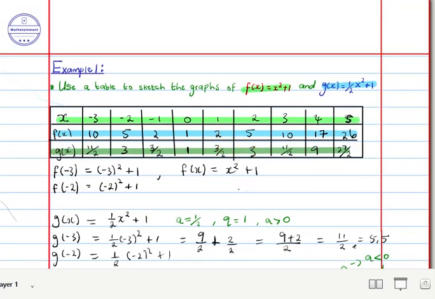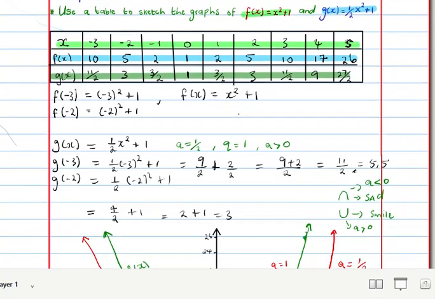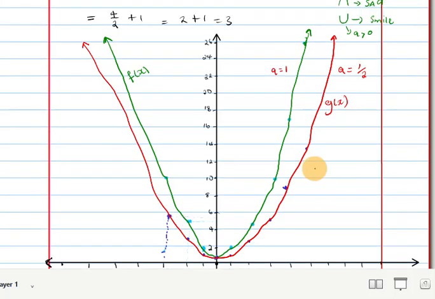Here, the function f at x is equal to x squared plus 1. So the coefficient of this one is 1 here. That means the value of a is equal to 1, and 1 is greater than half. So if you look carefully here, since the value of a is equal to 1 and greater than this one, the graph becomes more and more narrow. As the value of a increases, the graph becomes narrower. But as the value of a decreases, the graph is getting widened.